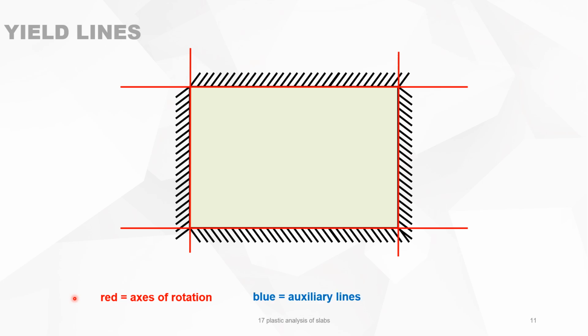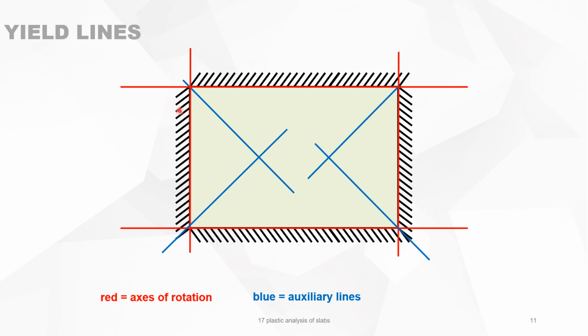Let's put that in practice. A rectangular slab, on all sides simply supported. Now we will first mark the axes of rotation, which are at the support. And then we have some auxiliary lines. The auxiliary line goes into the bisector of the corners when the corners are both of the same condition. So you have 4 same corners, it's 4 times the bisector of it.